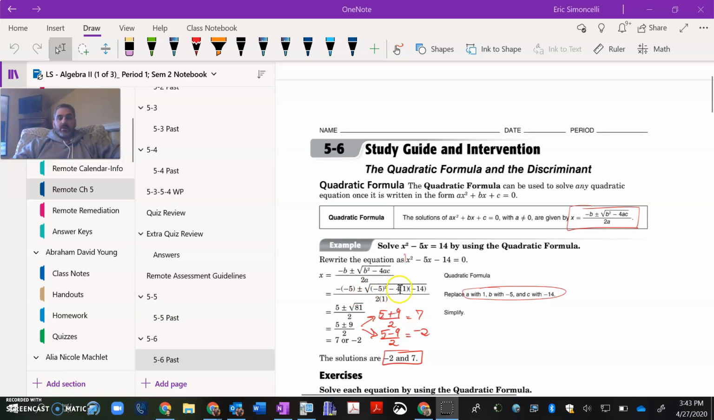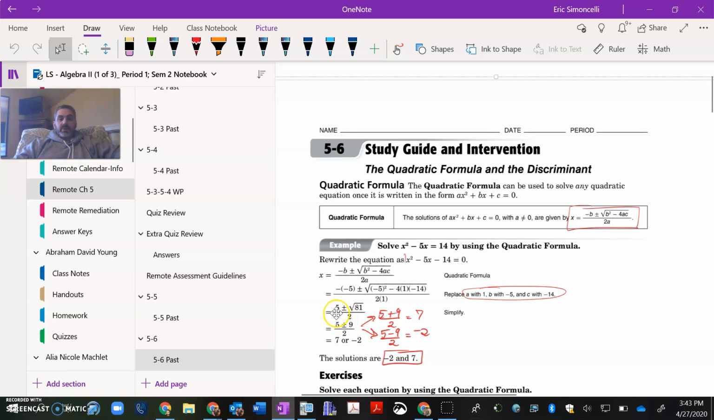And really, I just recommend all a, b, and c values, wherever they happen to be in the formula, put in parentheses. As you can see, that's all over 2 times 1. The radicand, which is also referred to as the discriminant, is negative 5 quantity squared minus 4 times 1 times negative 14. That quantity ends up being a nice perfect square. The fact that it is a perfect square will lend itself nicely to the next steps unfolding, but it's not always the case, as we'll discuss, as we saw in other sections.